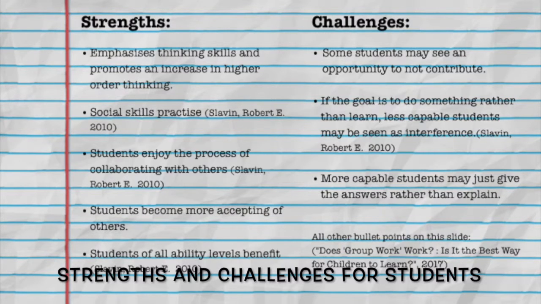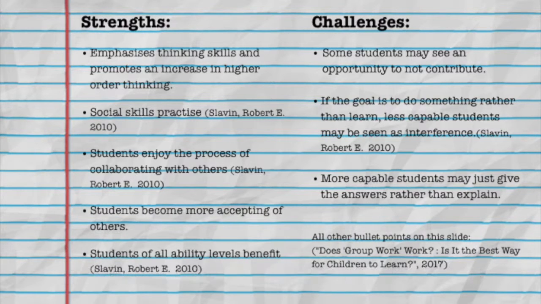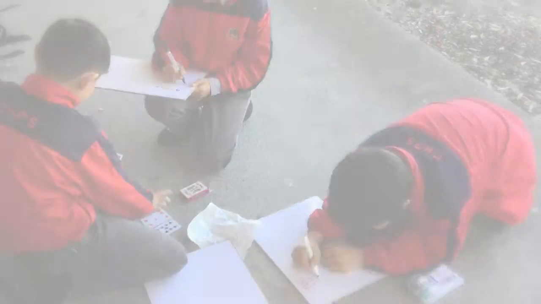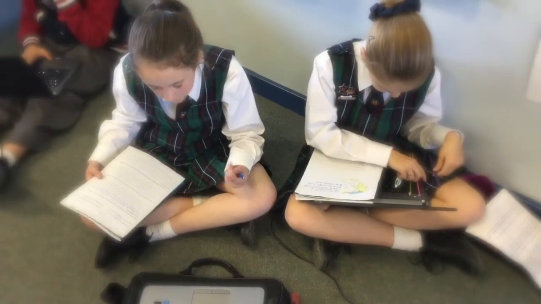In group work, when the goal is to do something rather than learn something, a challenge for students may be that less capable students are seen as a hindrance to the success of the group. Again, this can be avoided by implementing more cooperative learning in the classroom, by setting learning goals rather than purely getting the students to complete tasks.